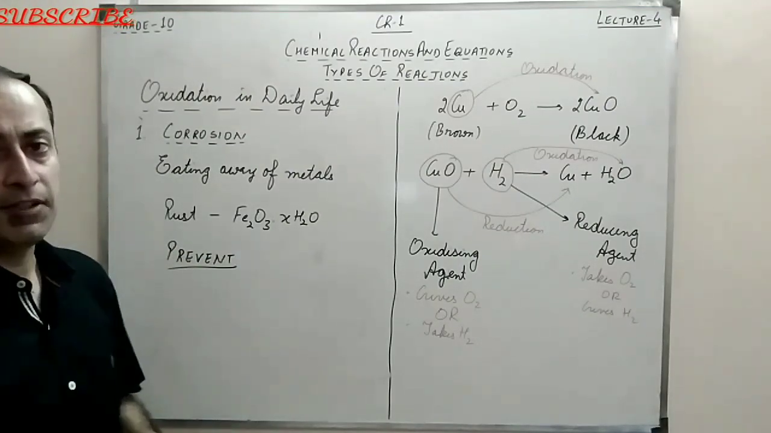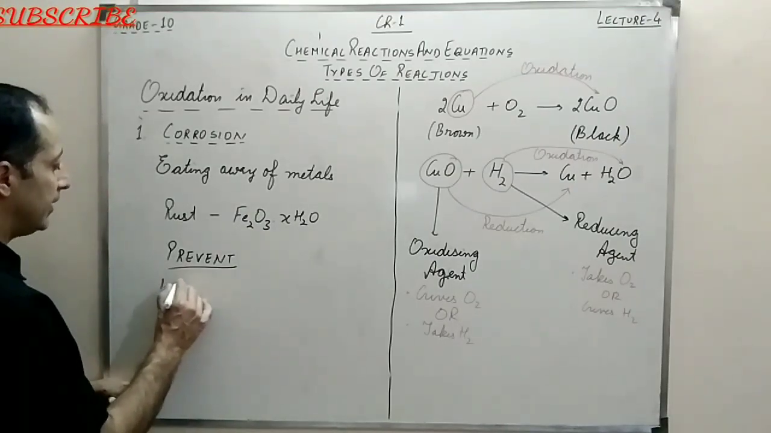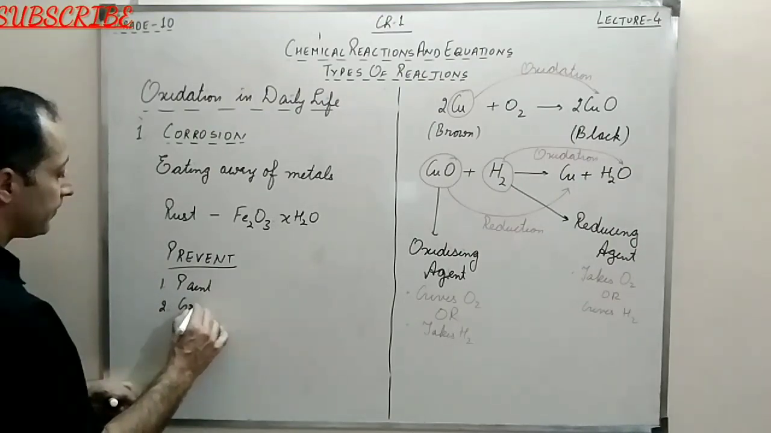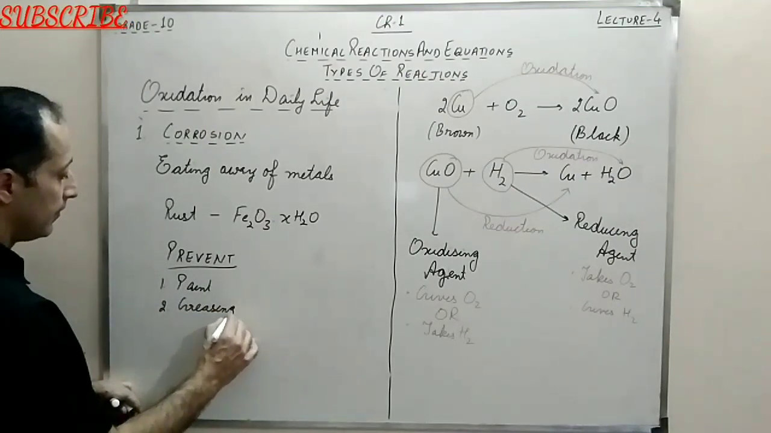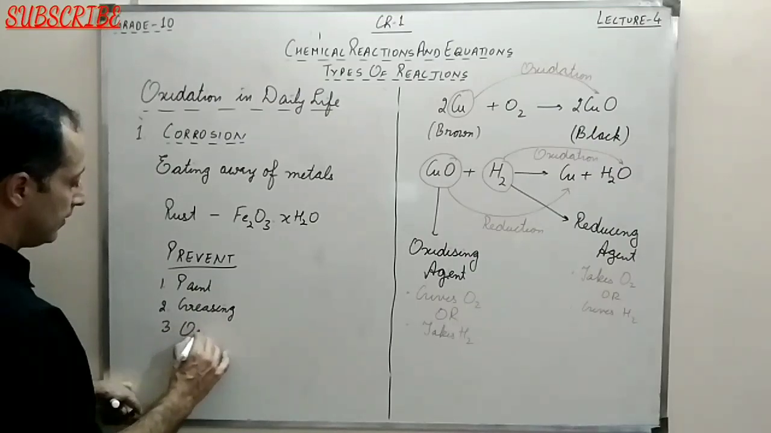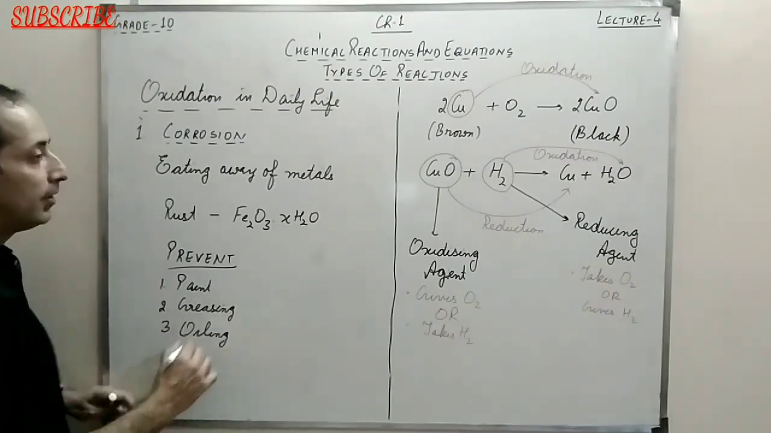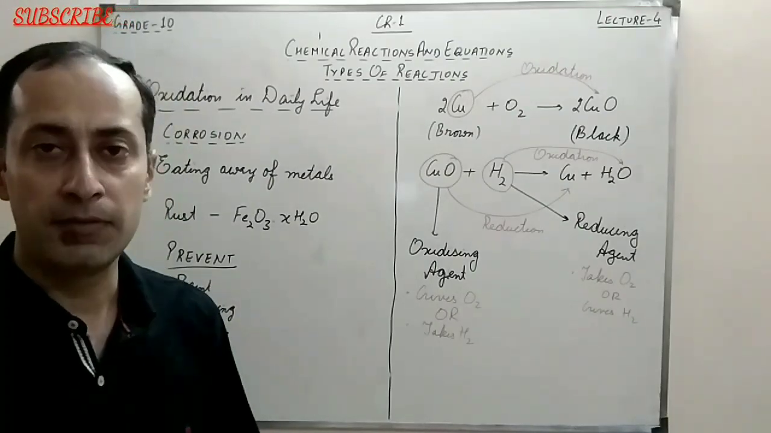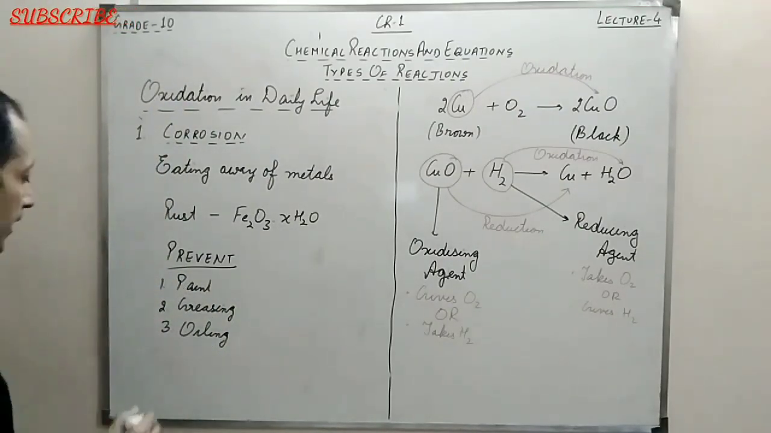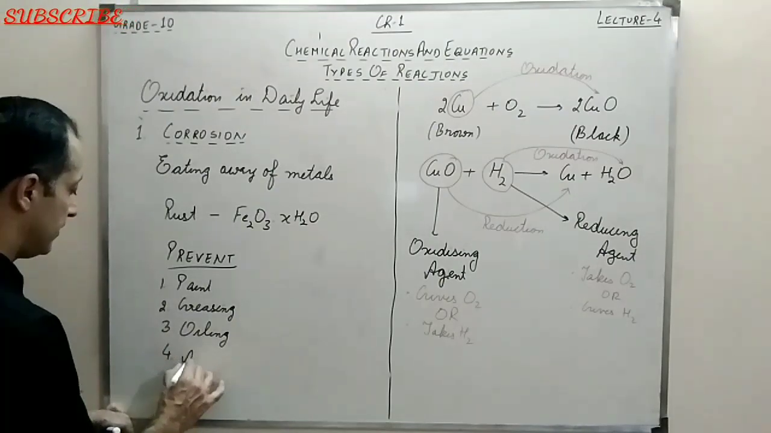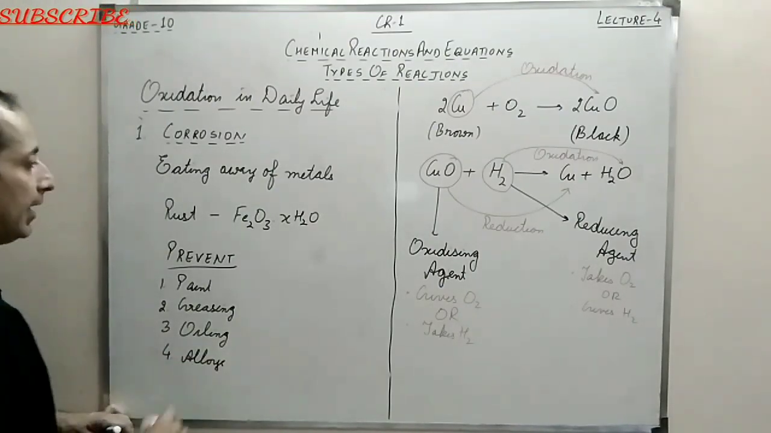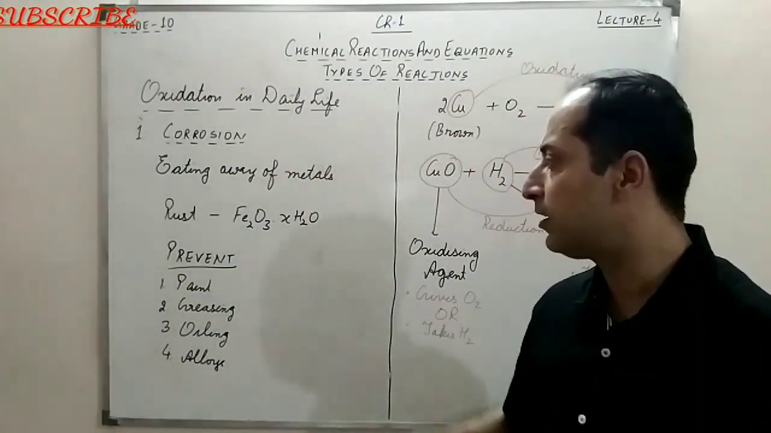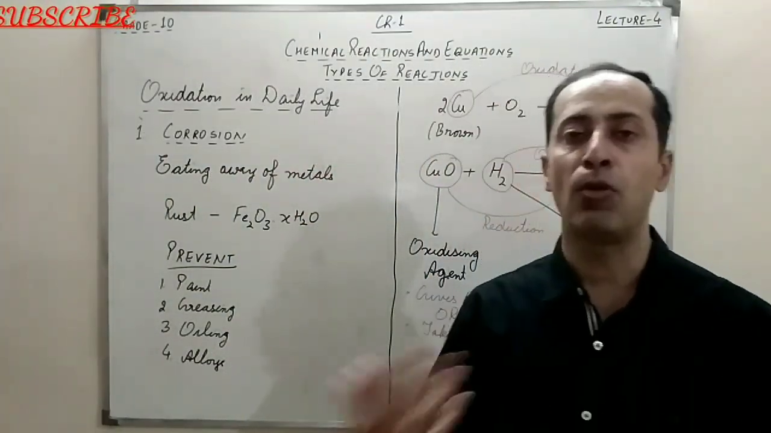Now, to prevent rusting, we have different things. We can use paint, we can do greasing, we can do oiling. Like in the case of cycle chains, and bikes and scooters, chains are there. We can do greasing and oiling, right? Then we can also form alloys, and there are many other methods like chrome plating, nickel plating, right? These are the different methods by which we can prevent, or basically slow down, rusting.